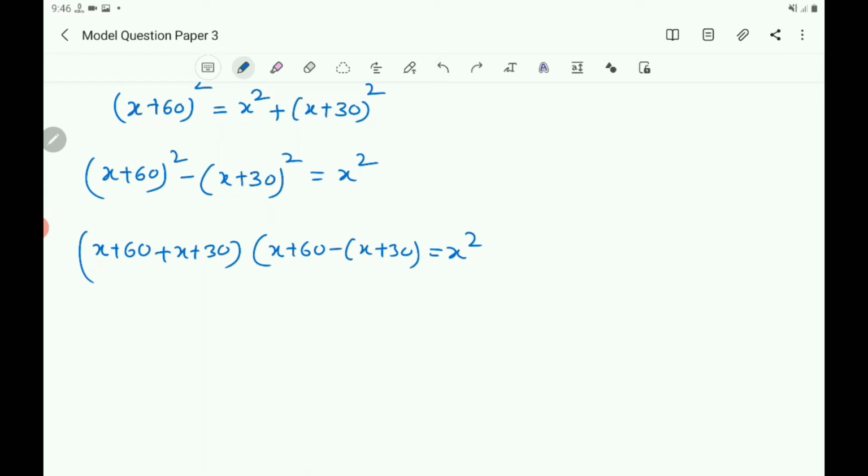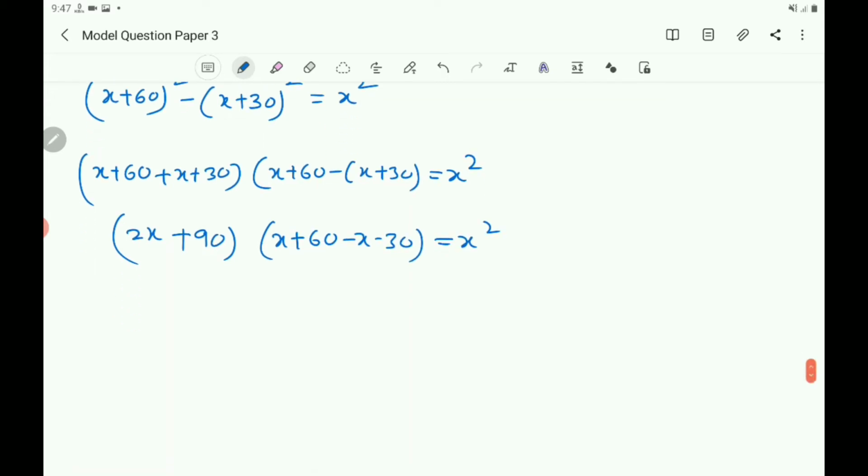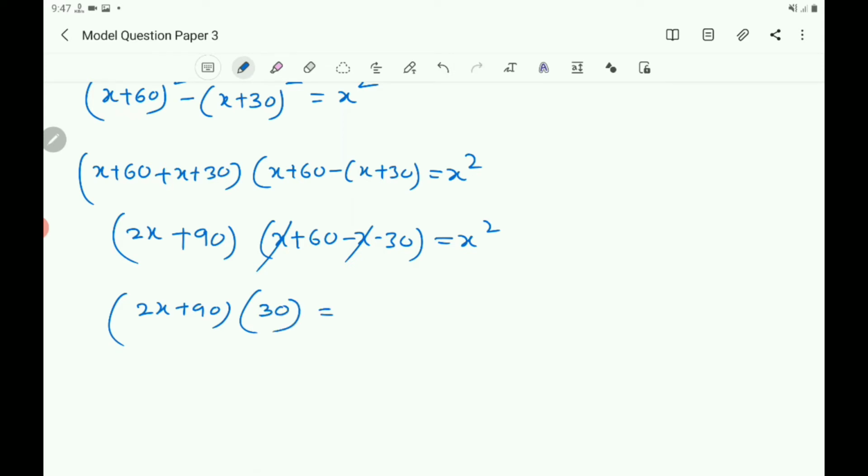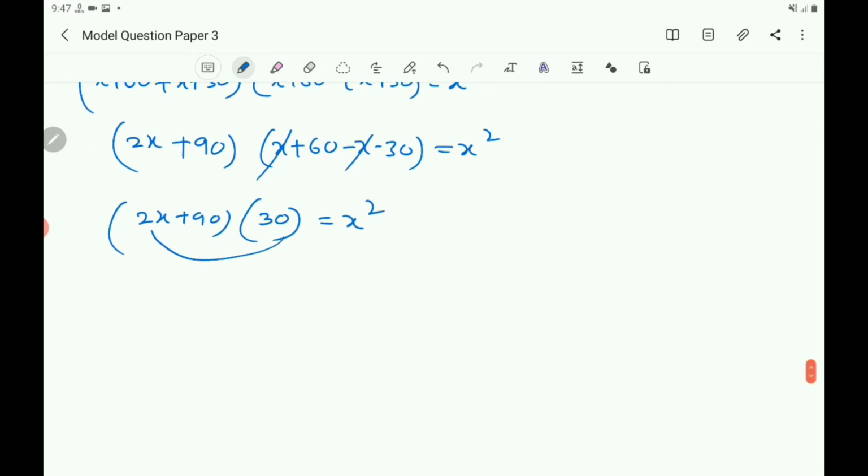Then x plus x is 2x, 60 plus 30 is 90, into x plus 60 minus x minus 30 equals x square. Then you can cancel this x and minus x. Then it becomes 2x plus 90 into 60 minus 30, that is 30, equals x square. Now write 2x into 30, 60x, plus 90 into 30, 9 threes are 27, 2700, equals x square. Now shift all this to the RHS. Bring this 60x plus 2700 to the RHS.